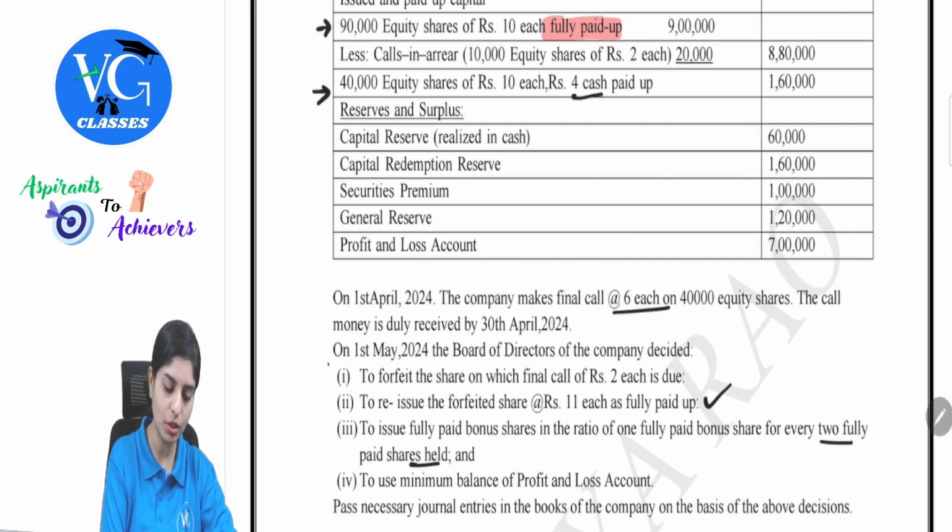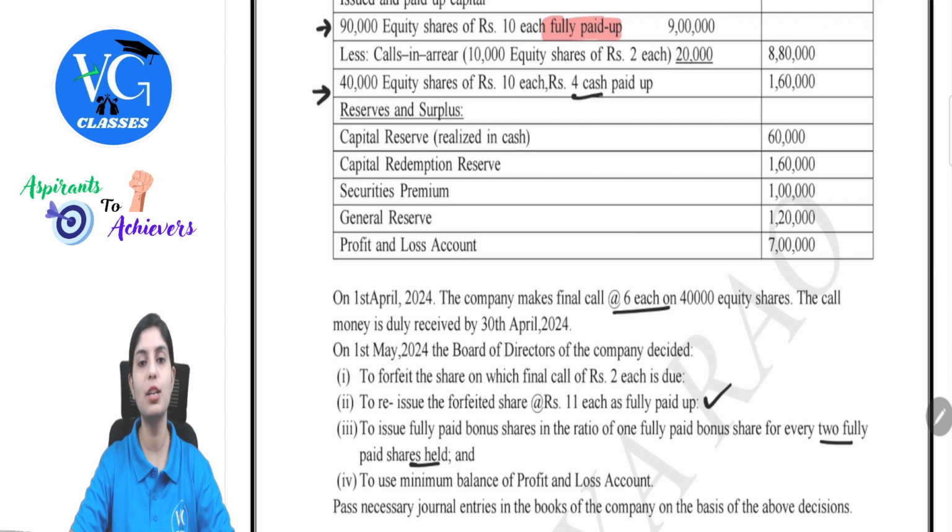There is an order structure given. So we will have to pass the journal entries in the same manner, because the relevance of the previous arrangement should also be considered on bonus issue. What are you trying to tell, ma'am? You will understand it in the question. First, we will pass the entry for this.